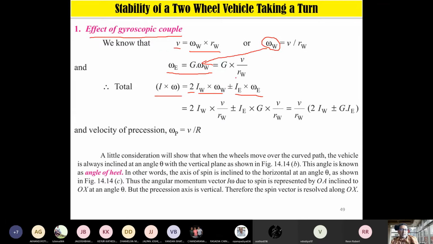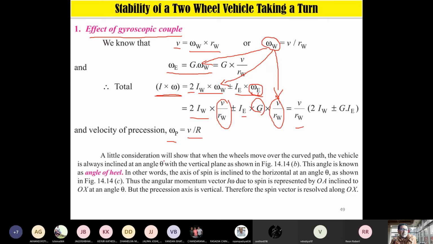Okay, so here also omega W is to be replaced. Omega W is replaced with V by RW, and IE is as it is, G is as it is, omega E is again replaced here. So what is common? If you see, V by R omega is common, so let us take it out, and inside we have 2IW plus IE, but also with G. So this is the total I omega, and we already know that velocity of precession is V by R.